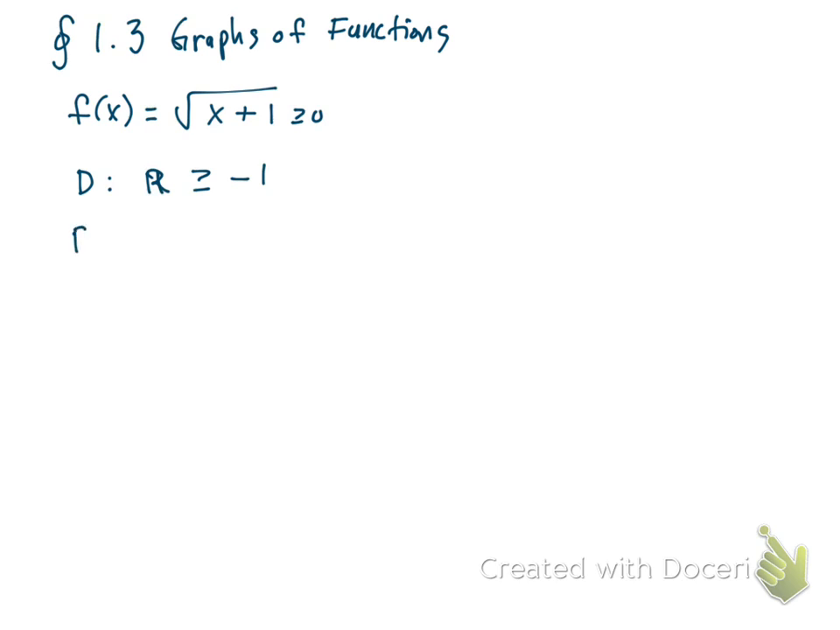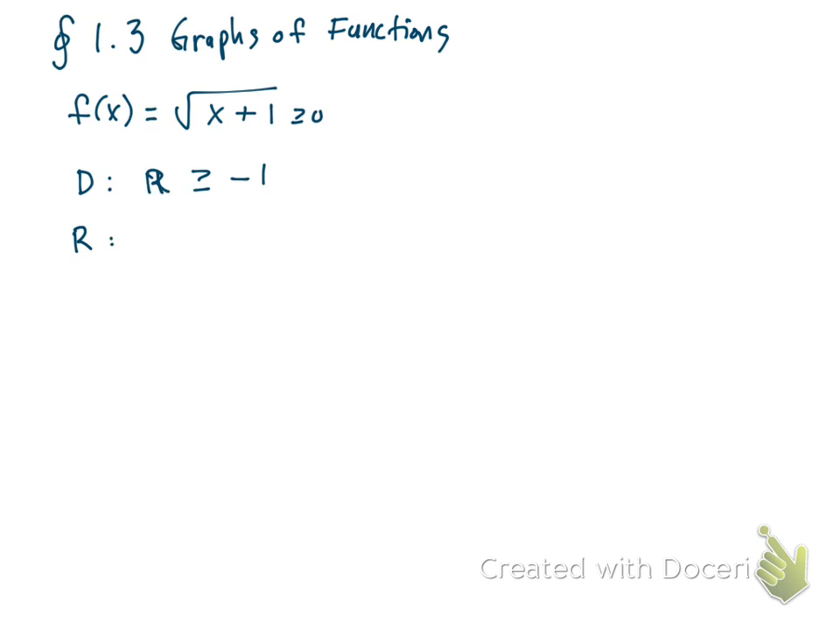The range is all the possible outputs, all the numbers that I'll get back if I plug those numbers in, right? Well, if I think about numbers I'm plugging in, I plug in a -1, I get 0, square root of 0 is 0. If I plug in a 0 in there, I get a 1, that's a positive number. Plug in a 4, I would get square root of 5, that's a positive number. I feel like I'm getting all positive numbers.